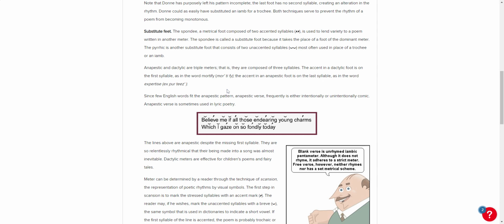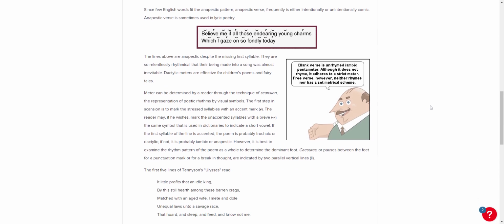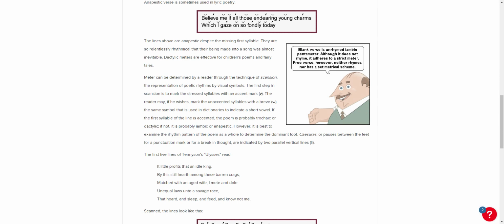So we have an example here, and this starts with one two-syllable chunk that's iambic, but the rest of it is anapestic. So believe me if all those endearing young charms which I gaze on so fondly today. The rest of it follows that anapestic feel, even though it's missing that first syllable.